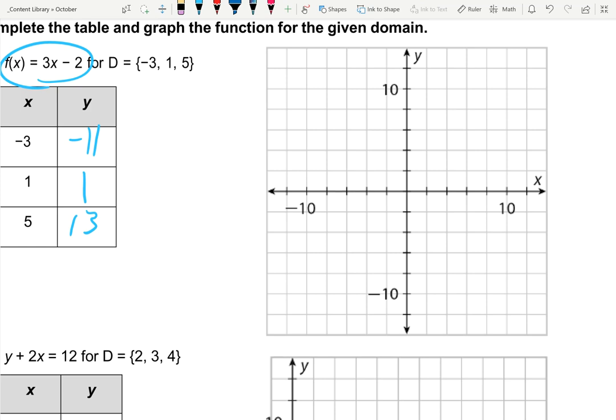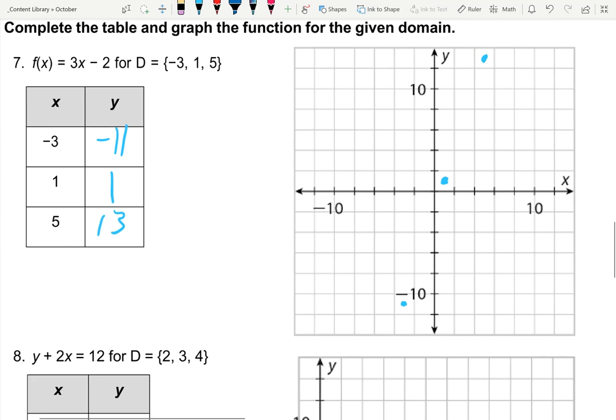The next point, we got to leave this one there. There we go. The next point was (1, 1), which would be right here. And then (5, 13). 5 would be right there. 13 would be way up here. There you go. And that is it. That is our answer. We do not draw a line here. Our domain was limited to only those 3 points. So we are only graphing those 3 points. No line. Okay, our domain is restricted to only those points.